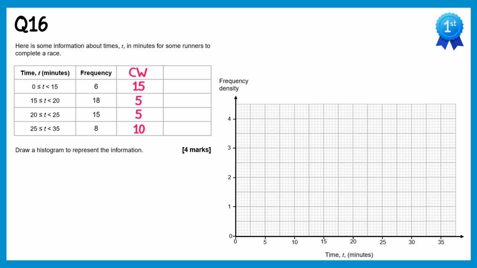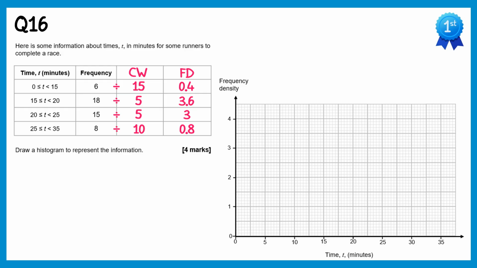Then we need to work out the frequency density. To do this, you do the frequency divided by the class width. So we're going to do 6 divided by 15, 18 divided by 5, and so on. 6 divided by 15 gives you 0.4, 18 divided by 5 is 3.6, 15 divided by 5 is 3, and 8 divided by 10 is 0.8. Now we've got the frequency densities, we can draw the histogram.